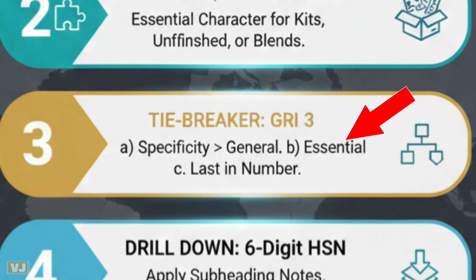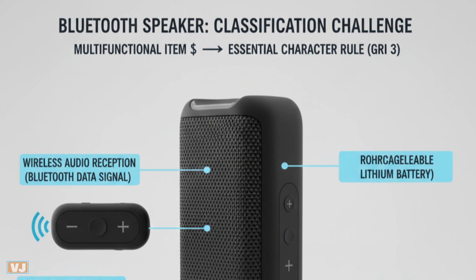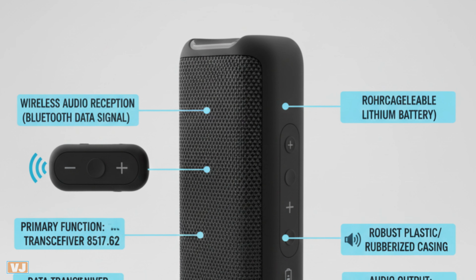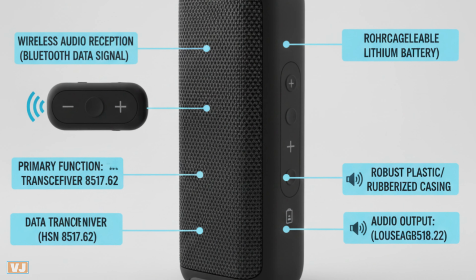So, if we take another example to explain the essential character, in a Bluetooth speaker, for example, the data transmission and reception is what makes it a modern speaker.